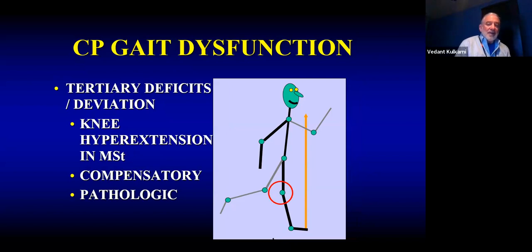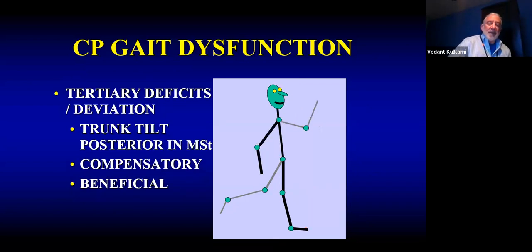Now, what might a patient do to try to deal with the situation? Whenever I ask you that, what you should be thinking is, how could they change their body alignment to bring the ground reaction force closer to the joint centers? So in this case, the subject might choose to tilt their trunk posteriorly, which indeed would bring the ground reaction force closer to the knee joint center. This would be another tertiary deviation, and we don't really think it's very harmful, so we would embrace it.